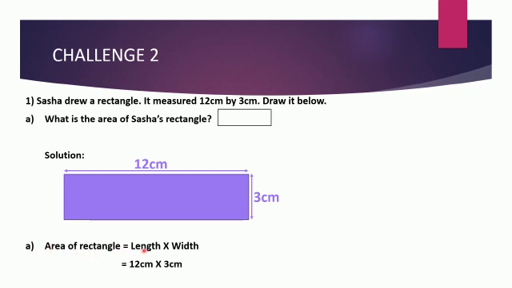Area of rectangle is equal to length multiplied by width. So length is 12 centimeter multiplied by width 3 centimeter. 12 threes are 36, and centimeter square, because centimeter is also multiplied 2 times. So you will put it like this, centimeter square. Don't forget to write centimeter square with the answer. So area of rectangle is equal to 36 centimeter square. We multiplied length by width and got our answer: 36 centimeter square.